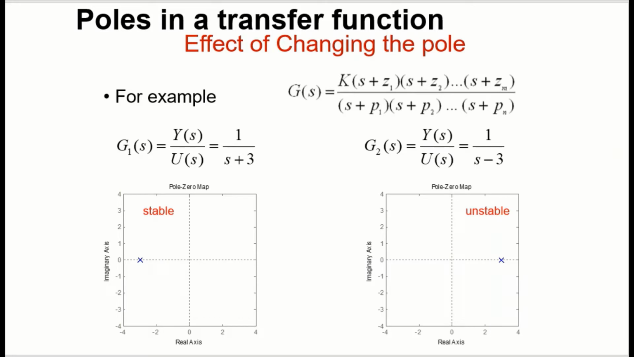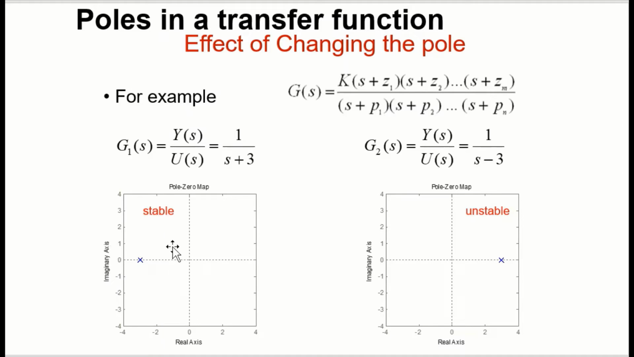Now let's look at the effect of changing poles. The poles are the thing on the bottom line of the transfer function, and if we look at two very simple systems, one is 1 over s plus 3 and one is 1 over s minus 3, and we plot the poles on a real and imaginary axis, s plus 3 equals 0 is at minus 3, and it would sit down here, and s minus 3 equals 0 equates to s equals plus 3, which is over here.